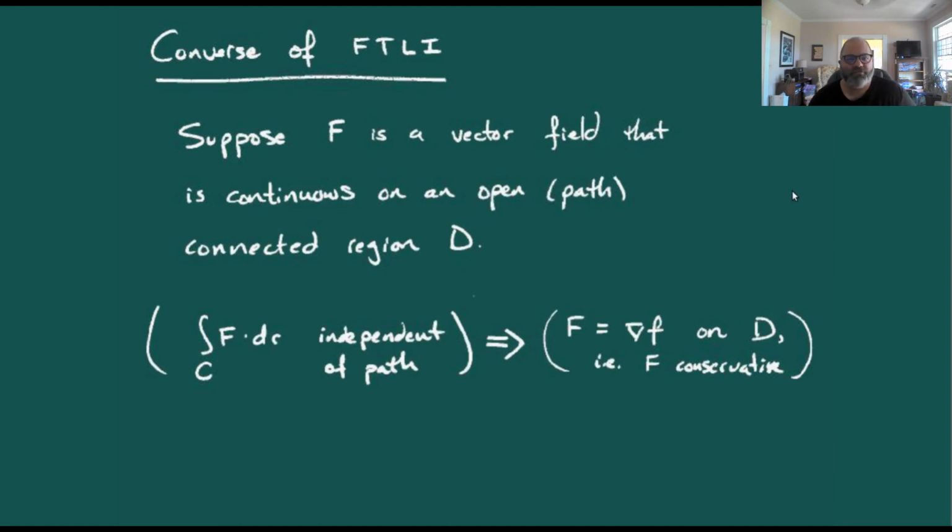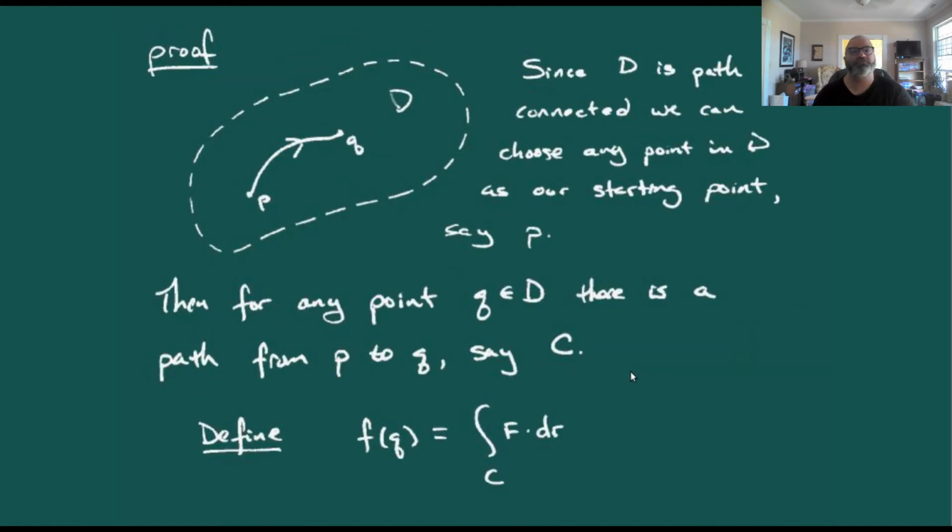And so for the converse of the fundamental theorem of line integrals, we say that F is a vector field that's continuous on an open path connected region D. And so the question that we want to answer: if we are independent of path in that region, does that guarantee that our vector field is going to be conservative?